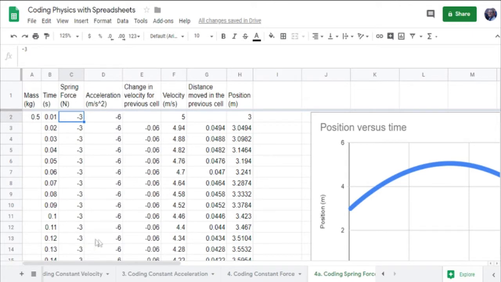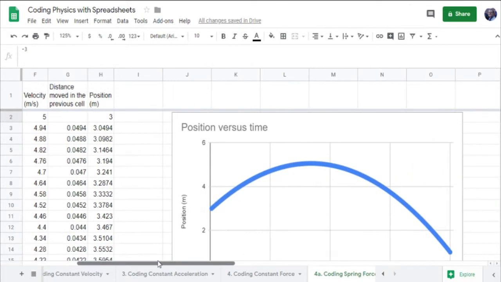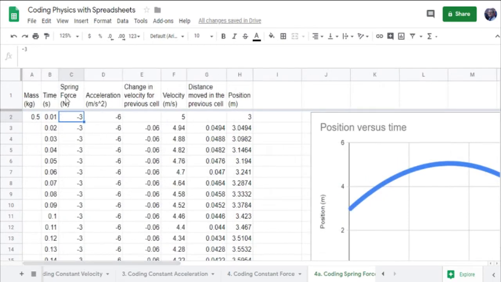Because constant force is interesting. It gives you a parabola. It always gives you a parabola. It gives you nothing but a parabola. Spring force is a little bit more interesting.